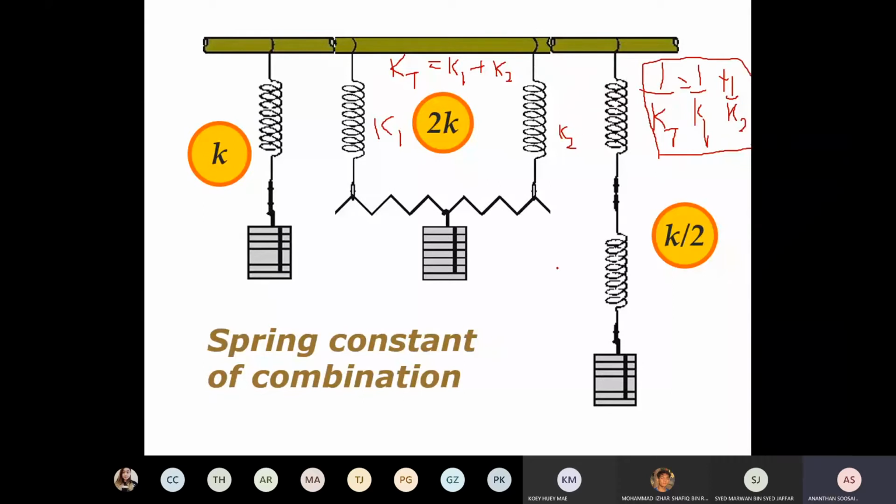Like last time with circuit resistance in parallel, 1 over R total equals 1 over R1 plus 1 over R2. Same thing for K here. For springs connected in series, 1 over K total equals 1 over K1 plus 1 over K2. Okay, so eventually you should understand that if you want to make the spring less stiff, connect them in series. You're going to extend a lot. If you want it stiffer, then you have to put them in parallel. If it gets stiffer, it means the K gets bigger.